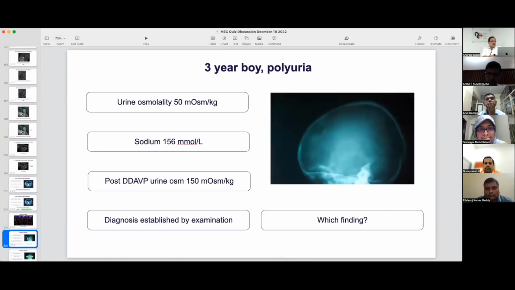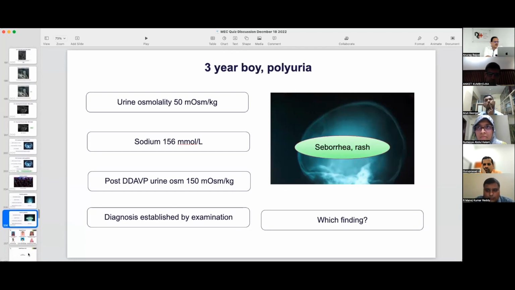While we compile the score, we have got the next set of audience questions coming up. 3-year-old boy with polyuria. This is the easy one. Urinary osmolality was low. Sodium was high. After DDAVP, the urinary osmolality increased. Diagnosis established by examination. So what examination finding made the diagnosis? So we'll see if somebody has written the answer. LCH has already been mentioned. LCH, seborrhea. So the correct answer is seborrhea by Arjun. So Dr. Arjun has the right answer on that.